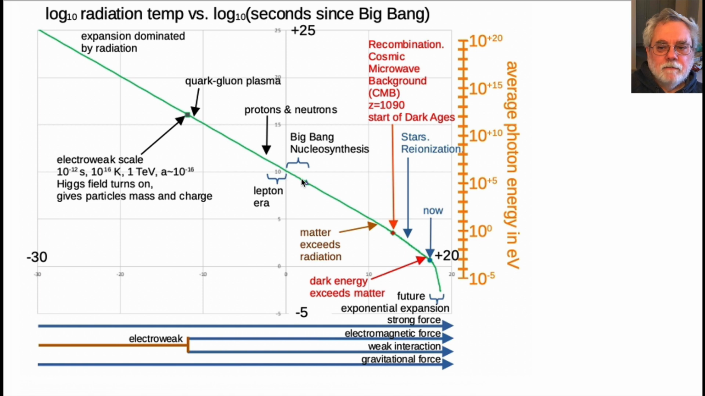From 2 seconds to 5 minutes, all neutrons became bound with protons, first as deuterium nuclei, and then as helium-4 nuclei, with only a small amount of deuterium, helium-3, and lithium. This is called Big Bang Nucleosynthesis. No carbon, oxygen, or nuclei heavier than beryllium were produced. We covered this in more detail in the main course.